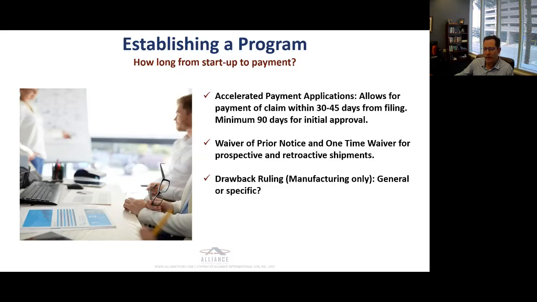If you're claiming manufacturing drawback, there's something called a manufacturing ruling that would need to be secured. Typically, applying for all these filing privileges or ruling requests are all part of the process of managing and organizing a drawback program.